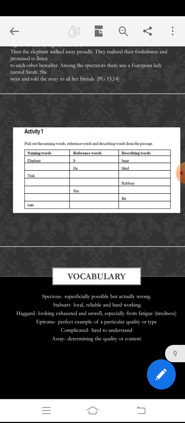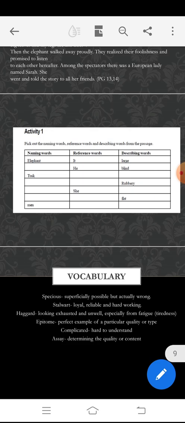Then there is stalwart. Stalwart means loyal, reliable, and hardworking. So someone who is loyal, who can be depended upon, and who is very hardworking is stalwart. Haggard. Haggard means looking exhausted and unwell, especially from fatigue. So if someone is very tired and looks very unwell, he or she is looking haggard. Now, epitome. Epitome is a perfect example of a particular quality or type. For example, if I say Rita is the epitome of kindness, that means she's the perfect example of kindness.